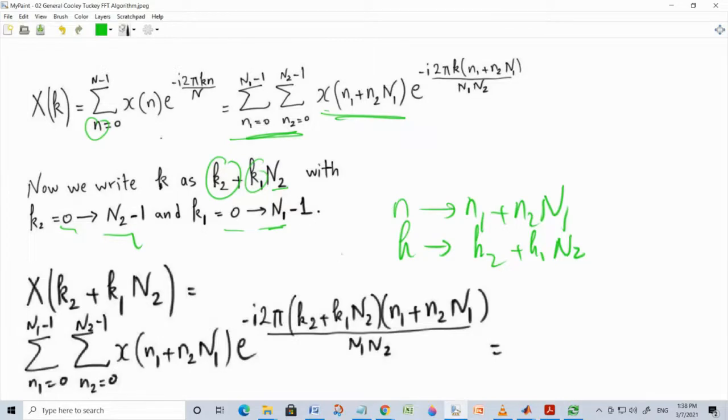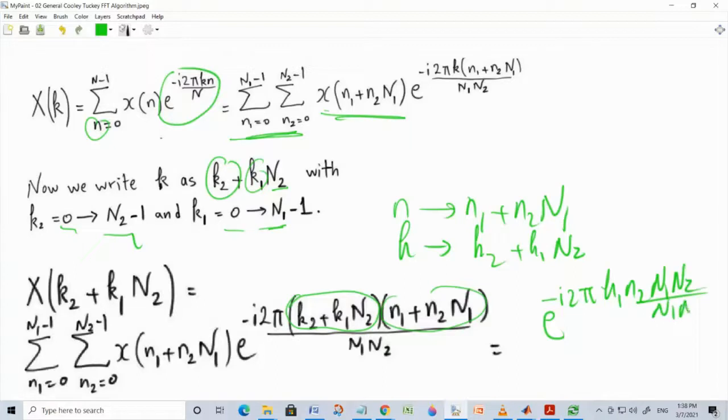Now, when you do this, you will get this bracket multiplied by this bracket in the exponential of the DFT. So now this term, which we know from the definition of the DFT, is written as such. Now we have four terms. There is a term that is not harmful at all, which is e to the minus i 2 pi k1 n2 n1 n2 over n1 n2. These will go together, and this is equal to 1.